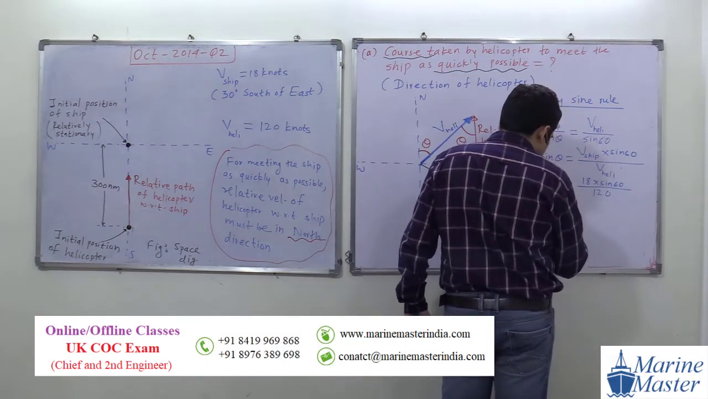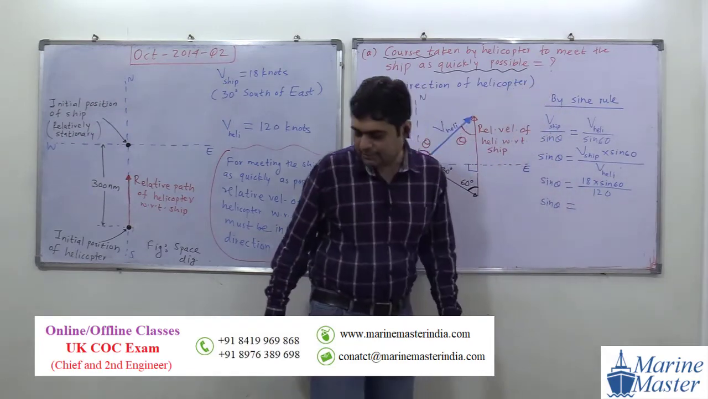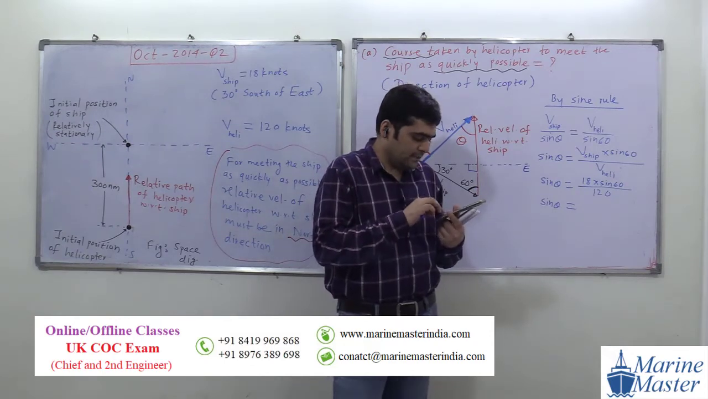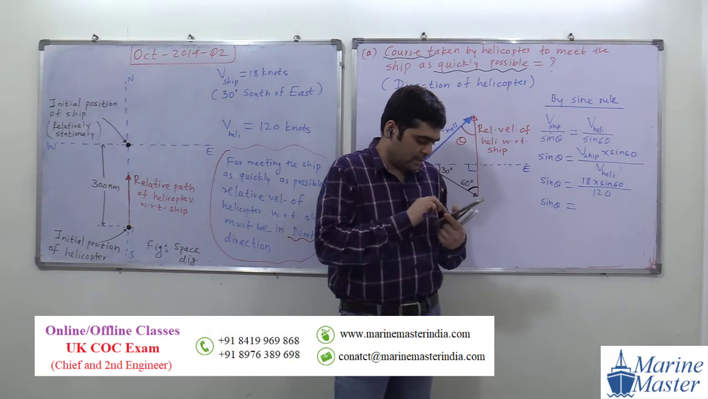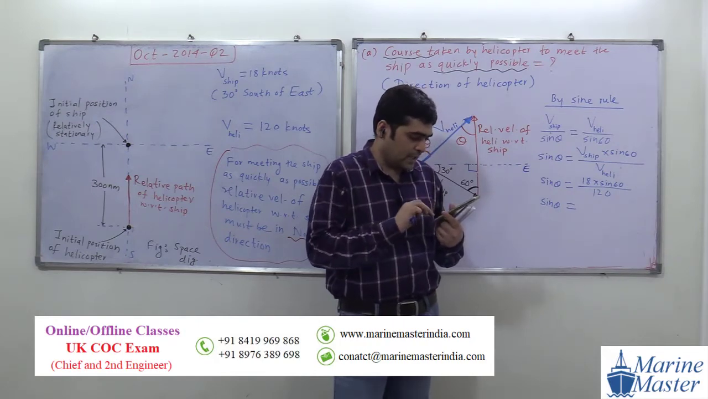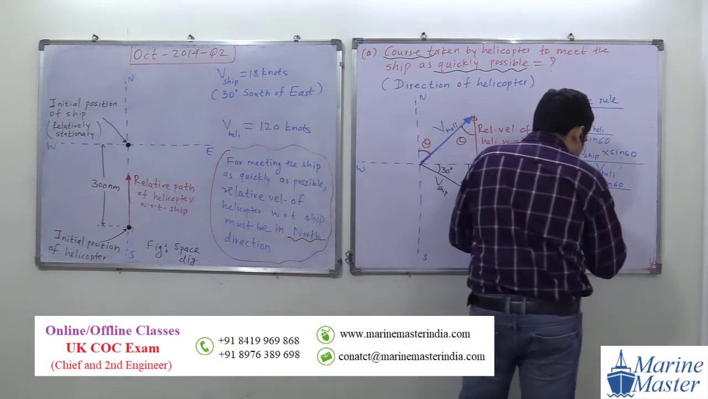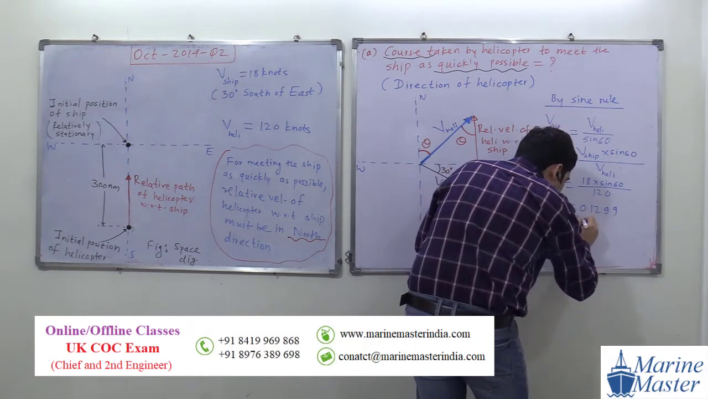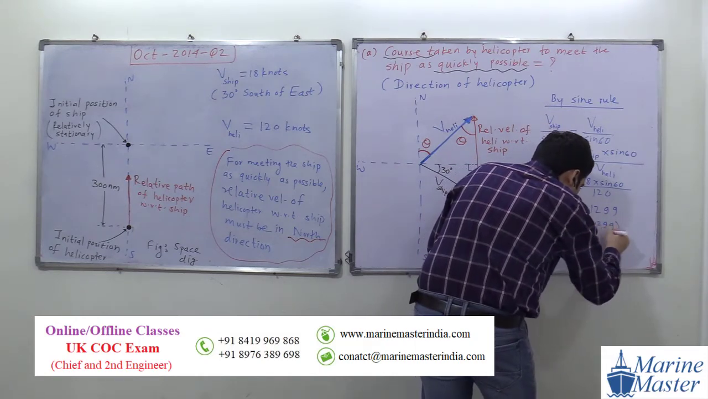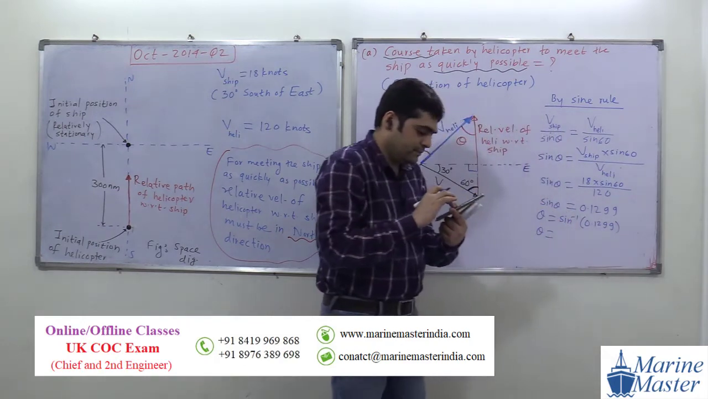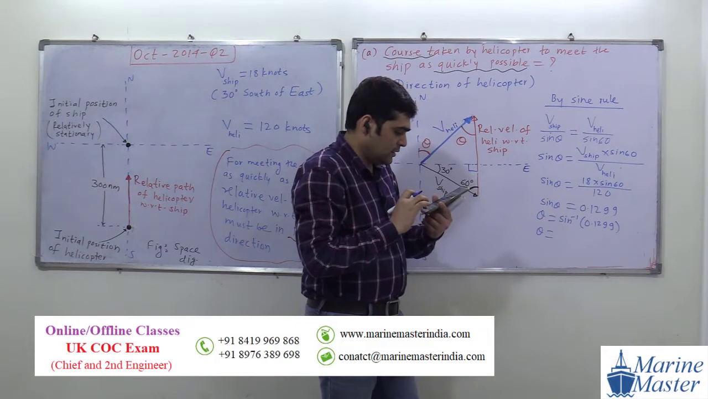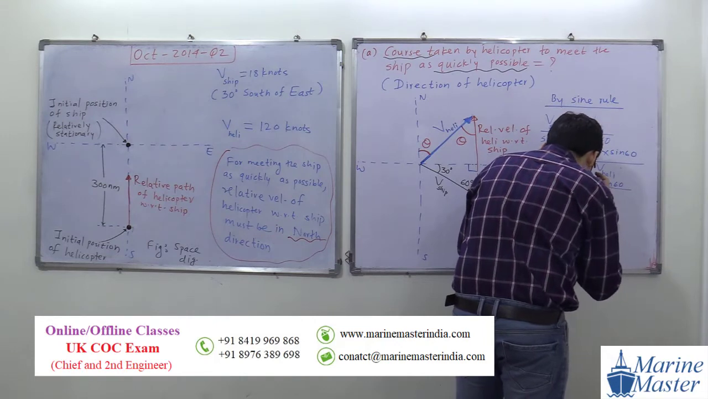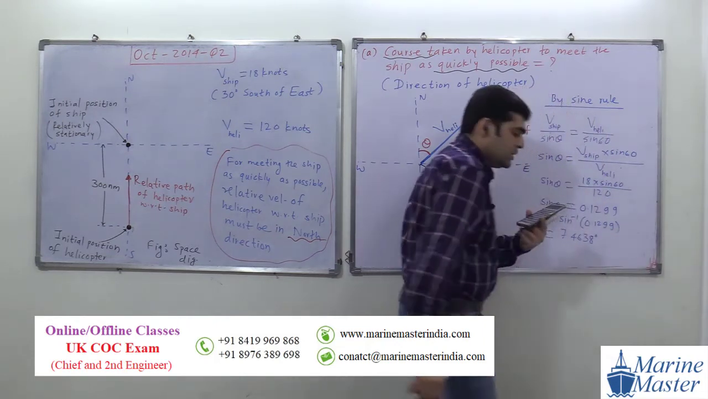So what will be the value of sine theta, everyone? Please calculate the value of sine theta. 18 multiplied by sine 60 divided by 120. How much? 0.1299. So what will be the value of theta, guys? Sine inverse of 0.1299. So theta will be 7.4638 degree. Okay, so we got the value of theta.